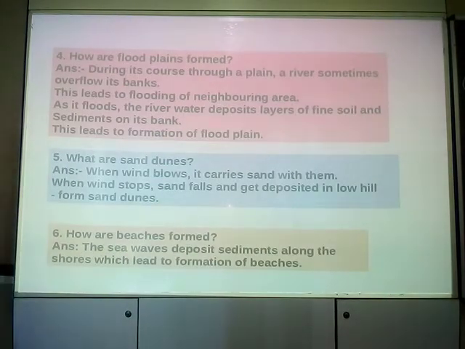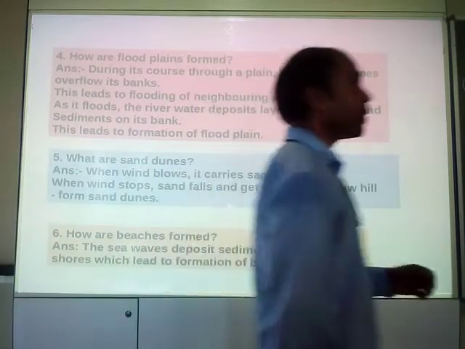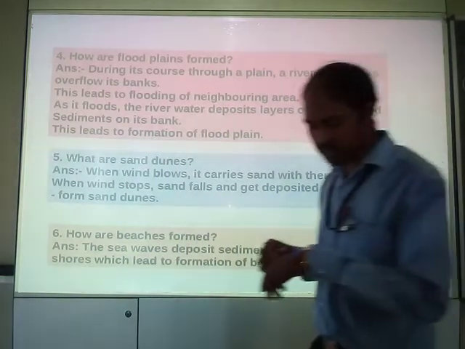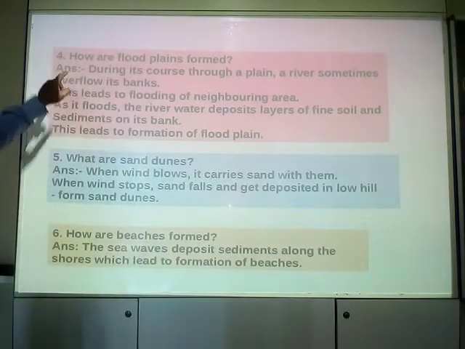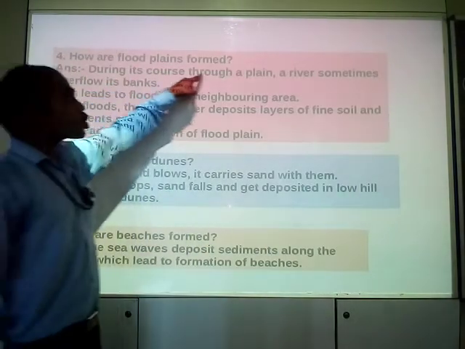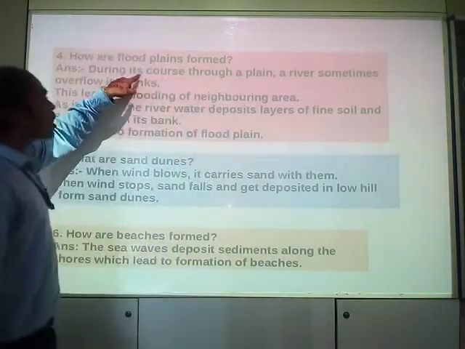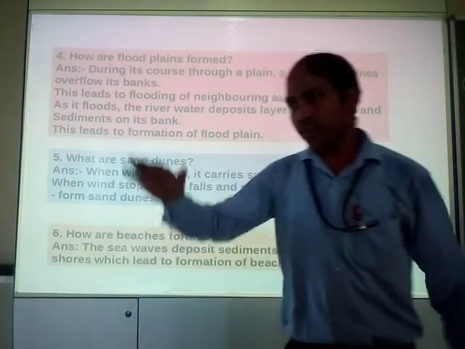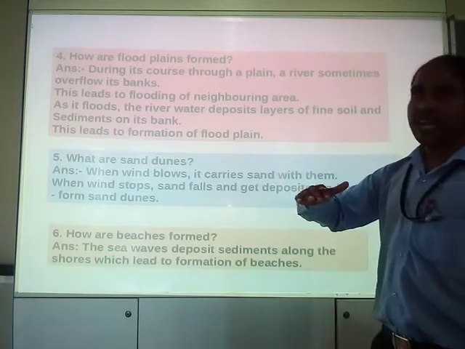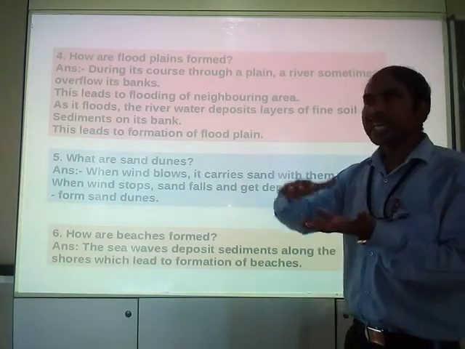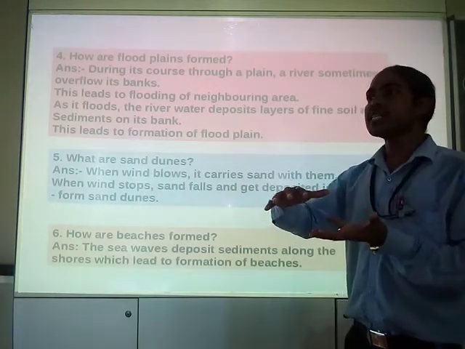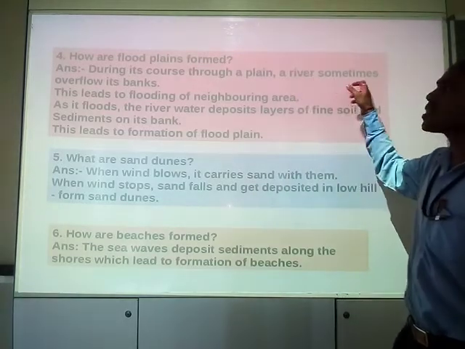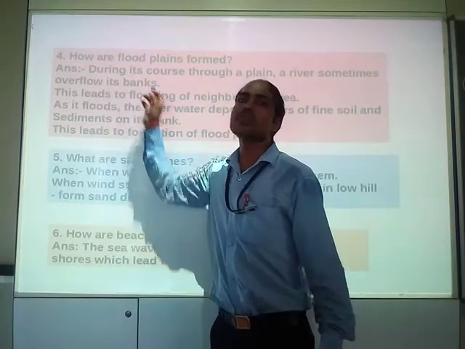Now one important question is, how are flood plains formed? This is an important question here. How are flood plains formed? See, during its course through a plain, that means during the course of a river, the river flows, right? When it flows, sometimes in the plain area, during its flowing away, a river sometimes overflows its bank.